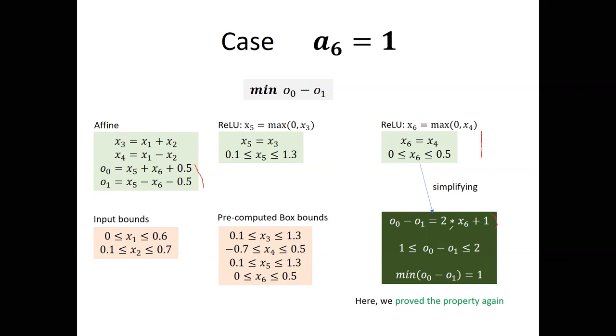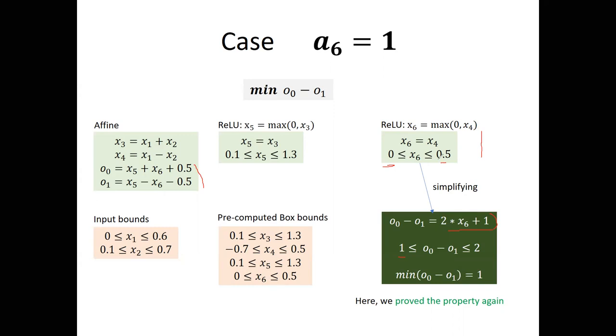O0 minus O1 is this expression, just like before. But now we have 2 times x6 plus 1, and we know that x6 is in the range 0 to 0.5, so you can just do the interval arithmetic here. So O0 minus O1 is going to be 2 times the left side, which is 2 times 0, which is 0, plus 1 is 1, the left side. And the right side is going to be 2 times 0.5.